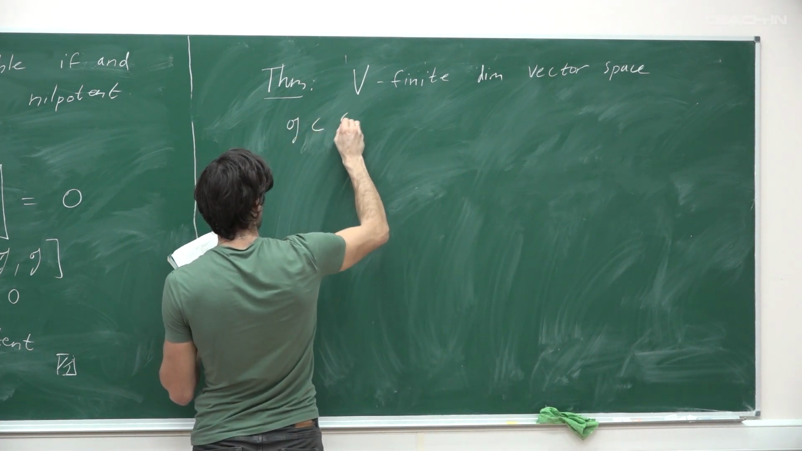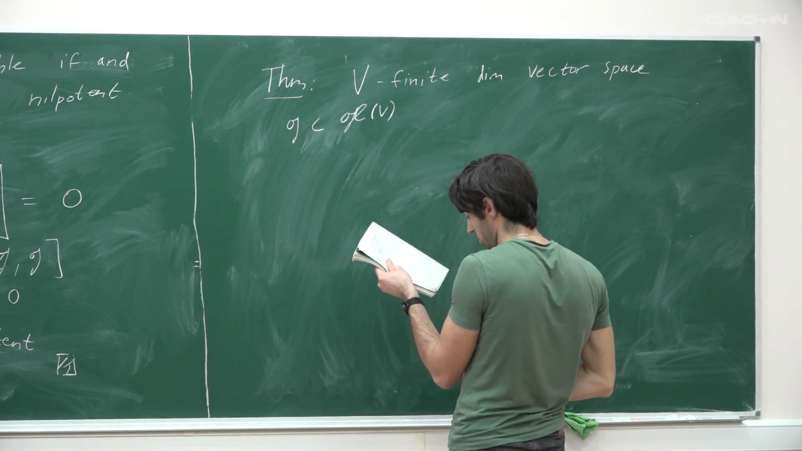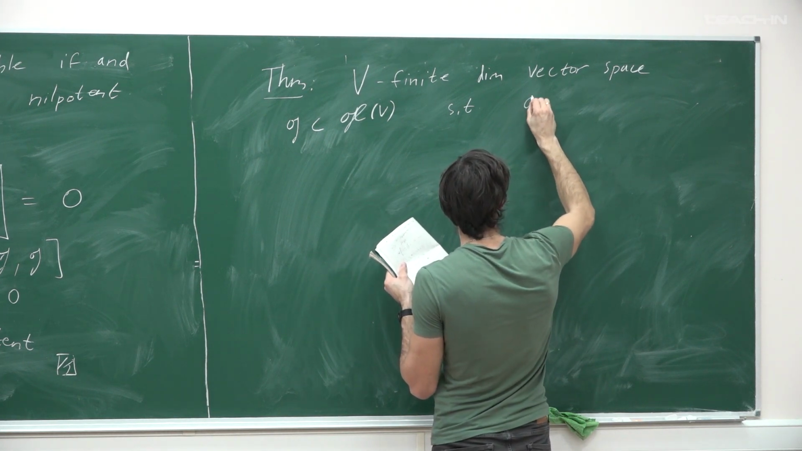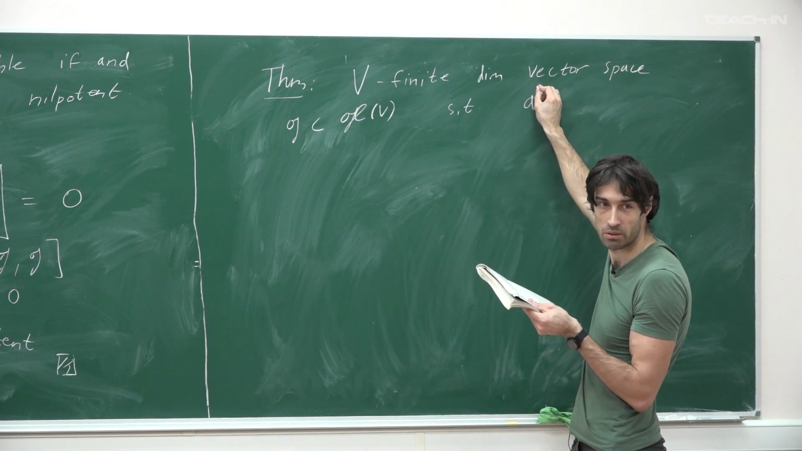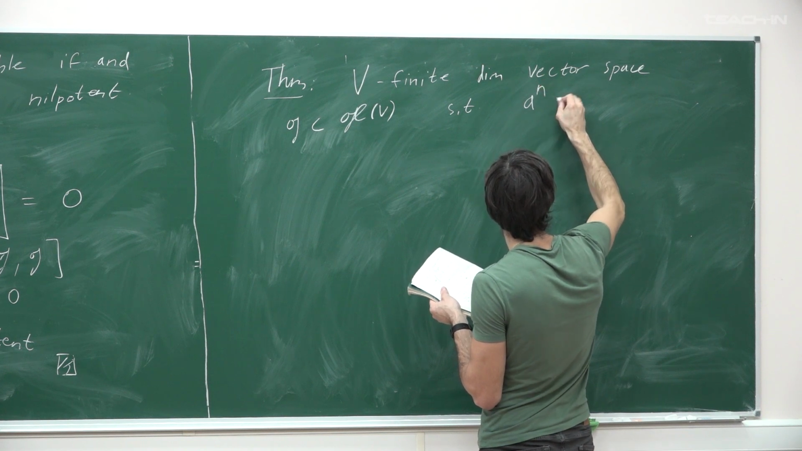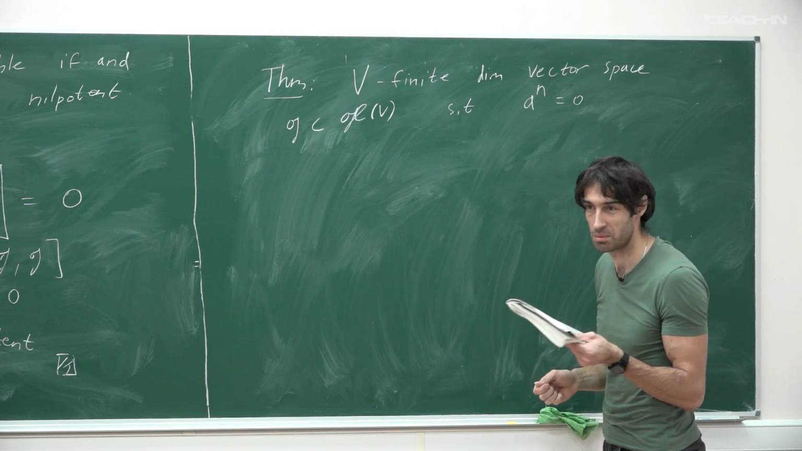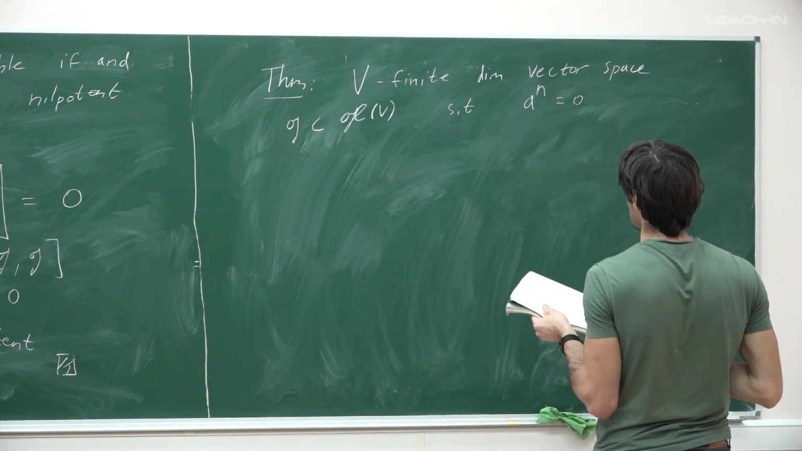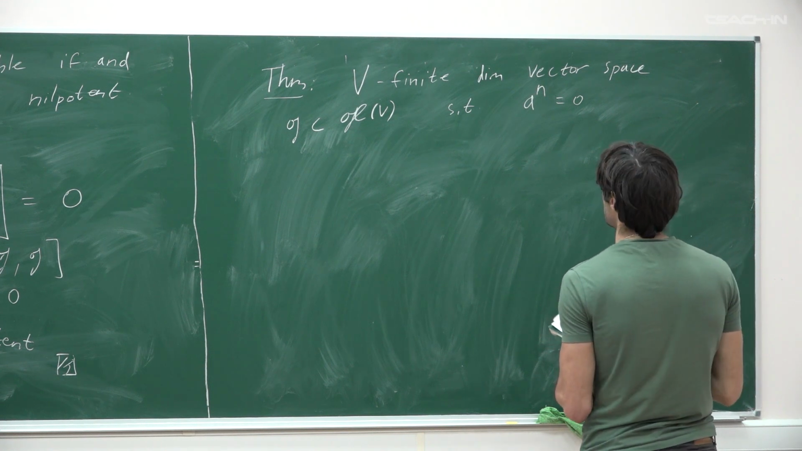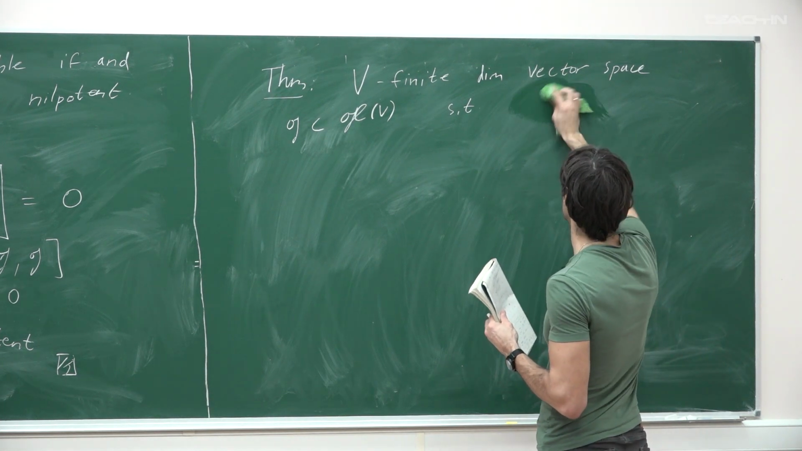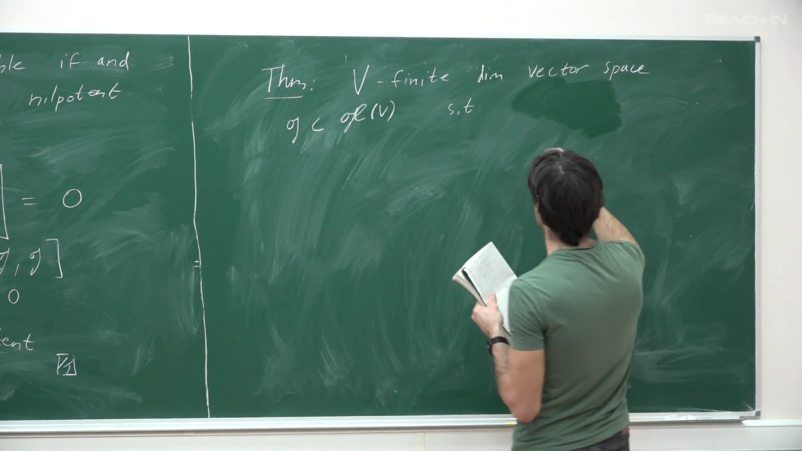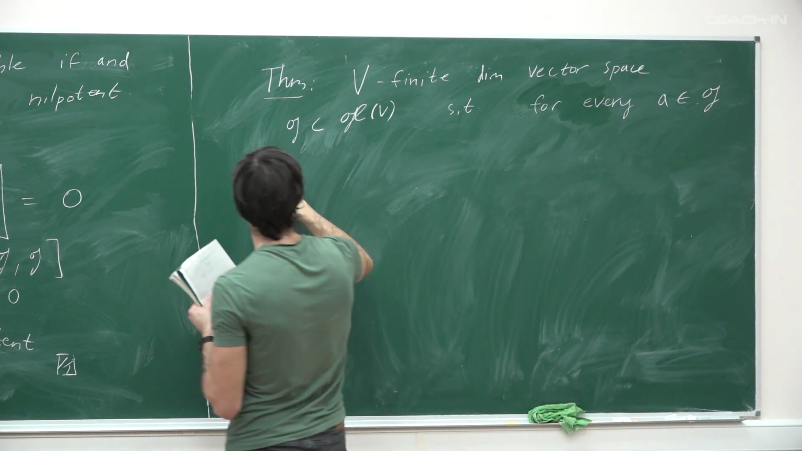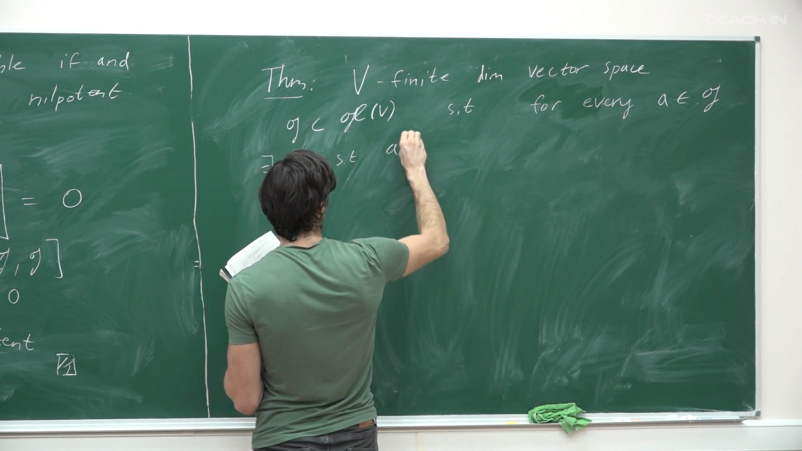And G is a Lie subalgebra of GL(V), such that it consists of nilpotent matrices in just the usual way of nilpotency, right? A to the n is 0, so we just take a matrix and start multiplying it by itself. So n can be different for different a, so I should state it more accurately: such that for every a in G, there exists n such that a to the n is 0.